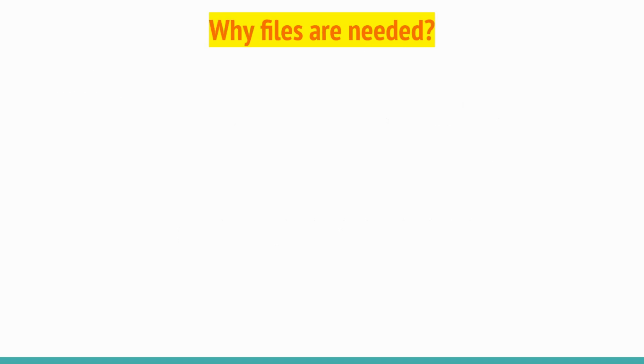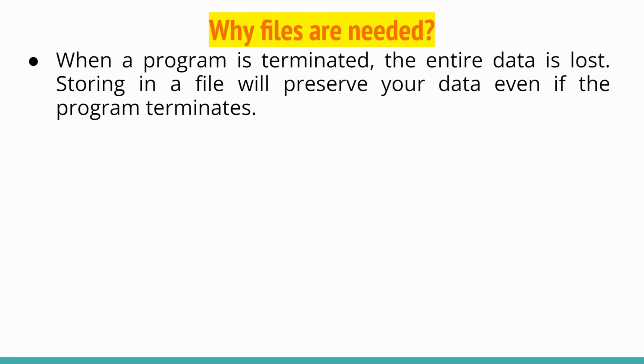Why we need files: when a program is terminated, the entire data is lost. Storing that content in a file will preserve your data even if the program terminates. For example, if you have written a C program to perform addition of two numbers, and you don't save that program in a file, next time you have to write the entire program again on your own. That will cause wastage of time. But if you save the contents in a file, you can reuse it whenever you need. And that is why files are important.